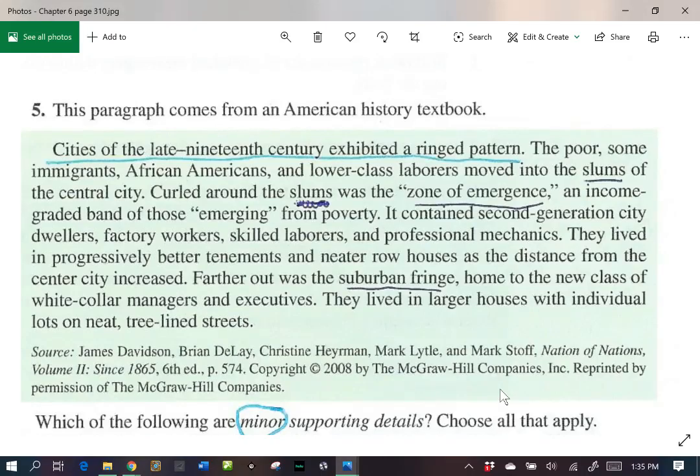Hi, everyone. All right, we're going to finish up the green checkpoint exercise in our book with number 5. It's from an American history textbook and it reads: Cities of the late 19th century exhibited a ringed pattern.